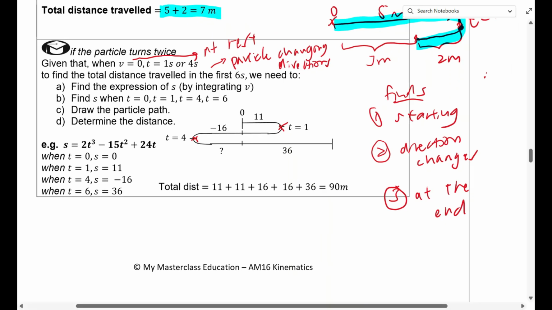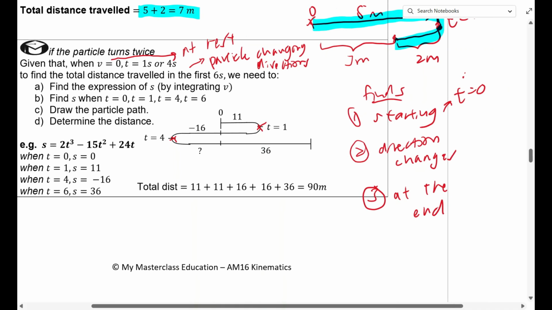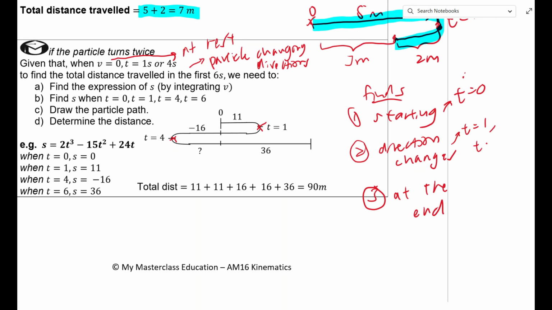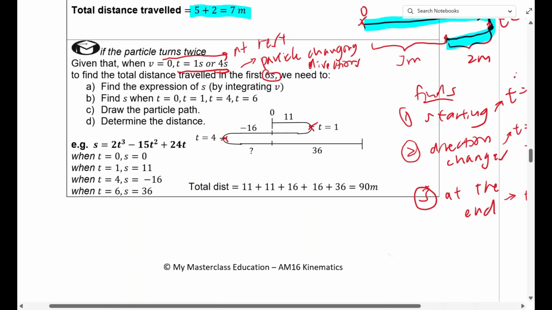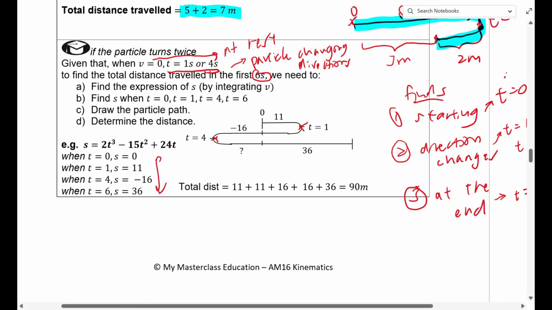So to find s at the start, when t equals 0, we'll sub t equals 0 into the expression of s. In order to find the s for direction changes, we'll sub t equals 1 and t equals 4, because that's when we have a direction change. And then finally, to find the displacement at the end, it's just however long that the question wanted us to find for. So 6 seconds. That's why we'll sub in t equals 6. And then we'll get all our values here.